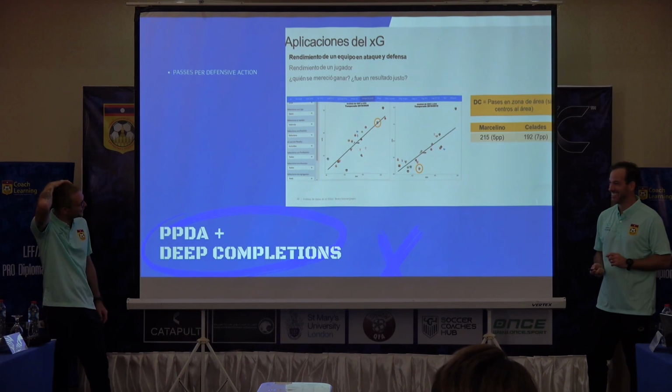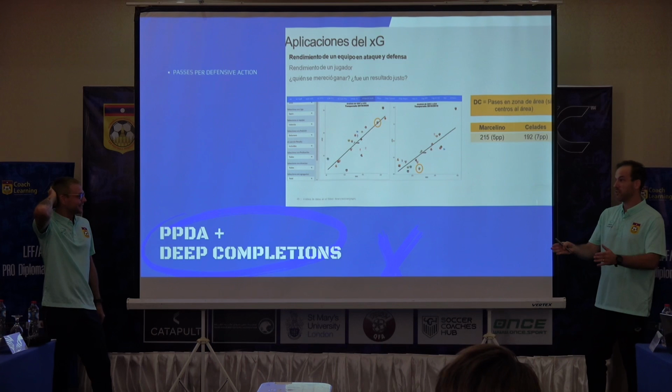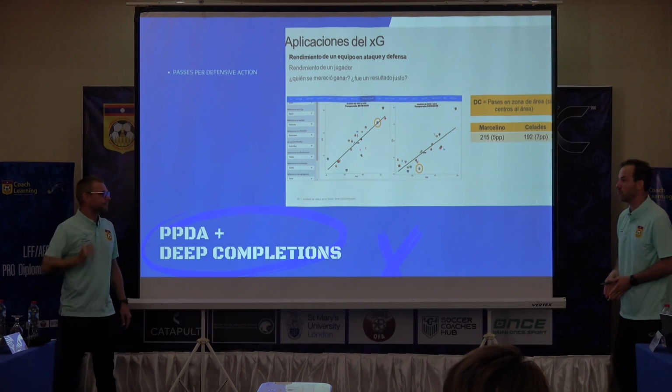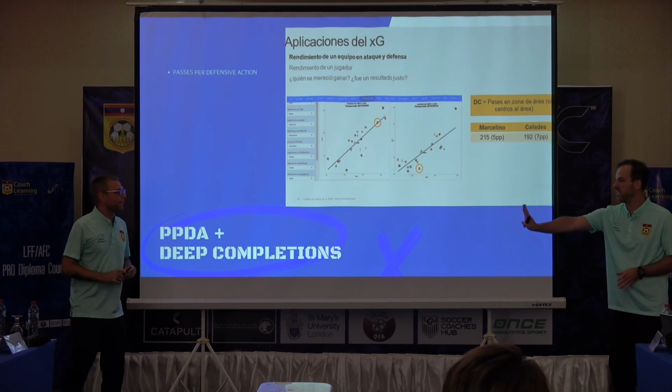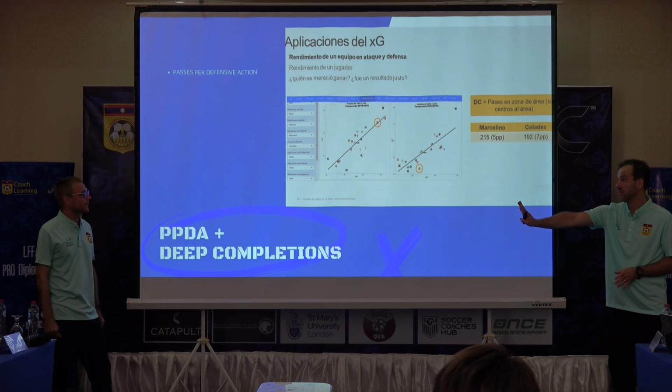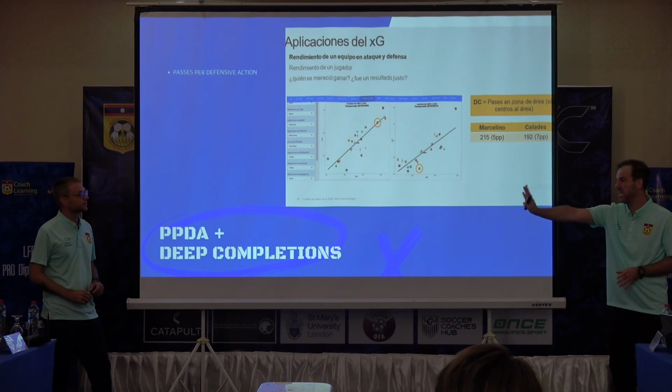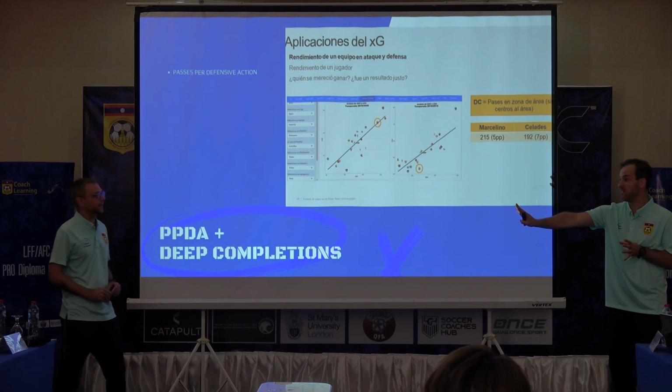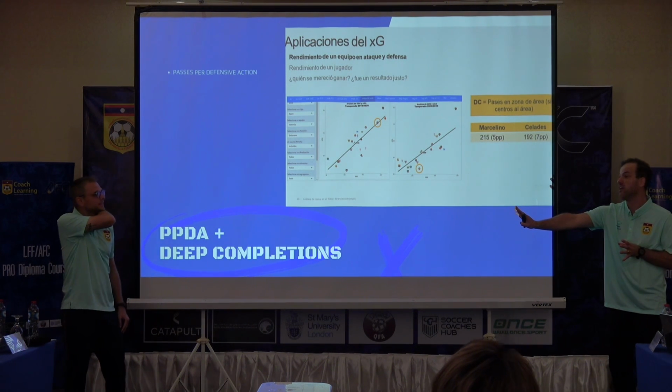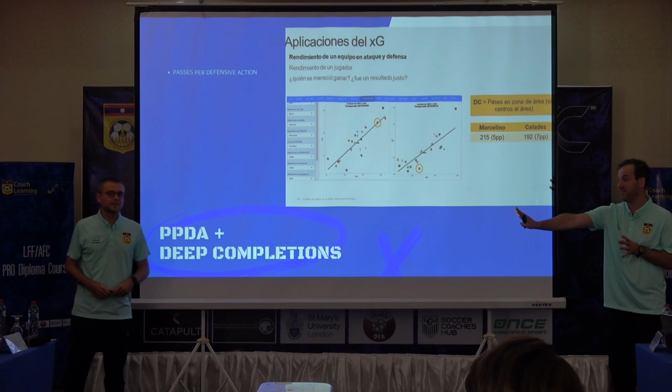This one is quite tough. And deep completions, you are talking about the passes that enter inside your own box. So instead of just looking at that value in isolation, that can show that 2 teams had the same value. Okay, but one allowed a lot of passes to get inside in the end, and the other one didn't. Who is defending? Who is very good at defending?